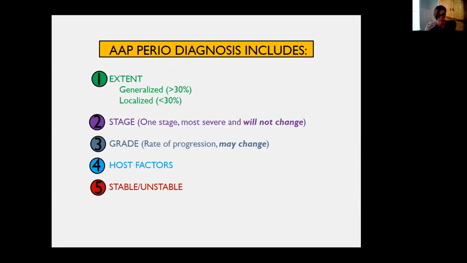Okay, here's a quick review. We have extent, generalized or localized. We have the stage, which is how severe it is, 1, 2, 3, or 4. We have a grade, A, B, or C, which is how fast it's progressing. We have host factors, which tells us how they're going to respond systemically, and specifically smoking and diabetes, which come into the grading also. And then we have stable or unstable, which basically is how much bleeding there is. So now you got it.